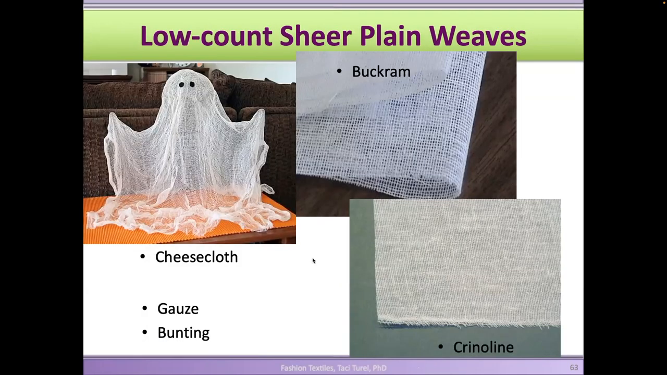These are very low count sheer fabrics. And when I say low count, that means there are a lot less yarns in 1 inch than a regular woven fabric. So cheesecloth, for example, buckram, crinoline, gauze, you know, those are very low count, sheer, plain weave patterns.